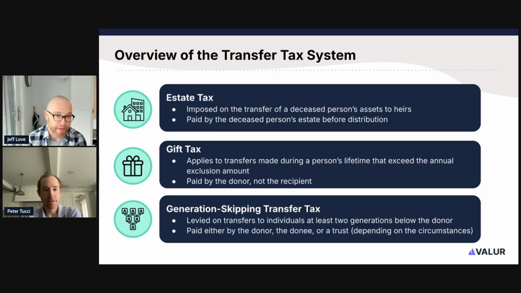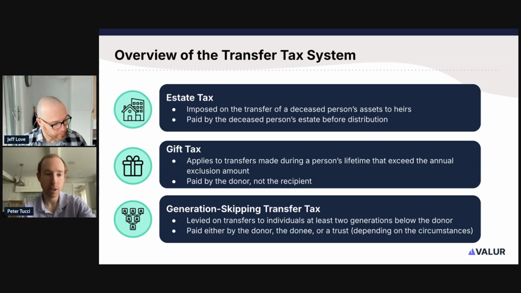Peter, talking about these high-level concepts, which again, I'm sure at this level, the first two, most people will at least have a passing familiarity with, but worth reminding. Yeah. So the big picture idea is that in the US, at the federal level, there are essentially two layers of transfer taxes when you transfer wealth.